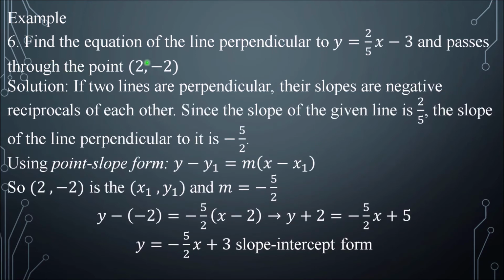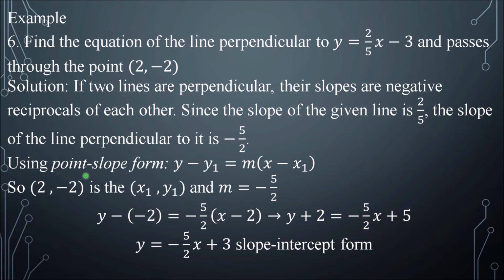Number 6, find the equation of the line perpendicular to y is equal to 2/5 x minus 3. So perpendicular. When we say perpendicular lines, these are lines that form right angles, and it passes through the point 2, negative 2. So take note of this. If two lines are perpendicular, their slopes are negative reciprocals of each other. So as you can see, the slope is 2/5. Here, since the slope of the given line is 2/5, the negative reciprocal of that is negative 5/2. So the reciprocal is 5/2, and then the negative of that is negative 5/2.